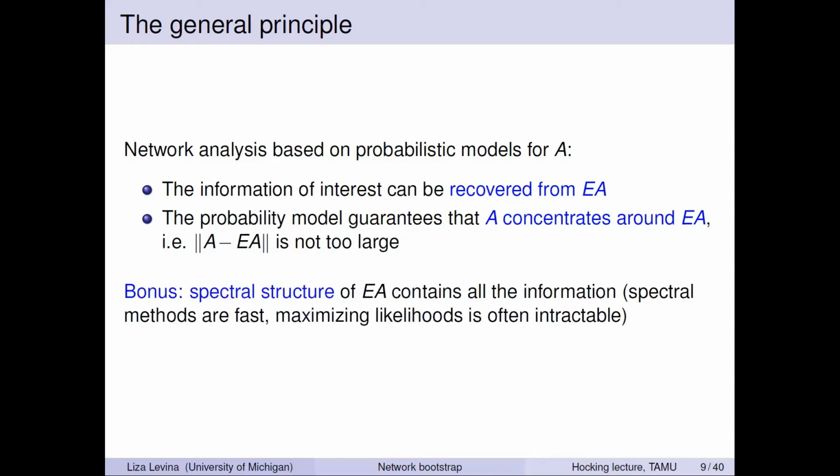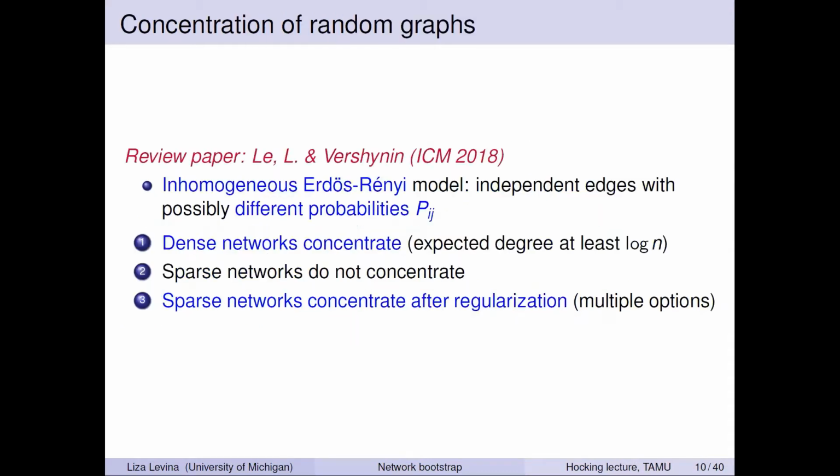As a bonus, this is not necessary, but it's a bonus if you can have it, is if you can have a spectral solution. This information of interest can be recovered from the eigenvectors somehow, from the spectrum. That's mainly for computational reasons. That's because it's much, much faster if you can do that. Usually, if you write likelihoods for these things, they tend to be intractable and tend to be complicated. If you can do it spectrally, then that's great. And concentration of random graphs, we wrote a review paper on this a long time ago.